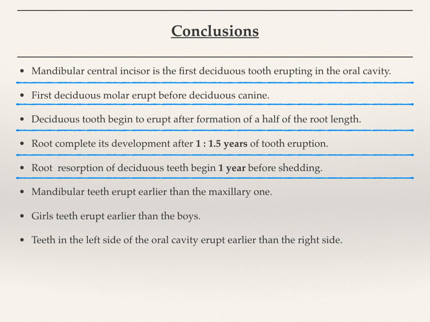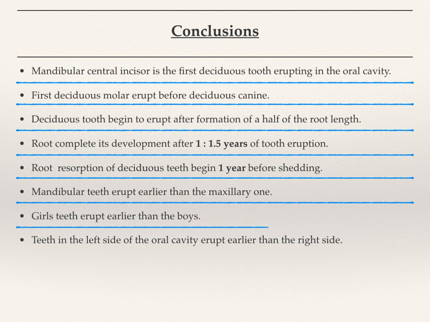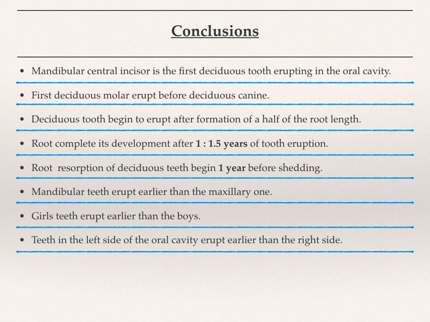Root resorption of deciduous teeth begins 1 year before shedding, and shedding means elimination of deciduous teeth for the eruption of their permanent successors at a specific time. Mandibular teeth erupt earlier than maxillary teeth. This is general knowledge. Girls erupt earlier than boys, and teeth on the left side erupt earlier than teeth on the right side.